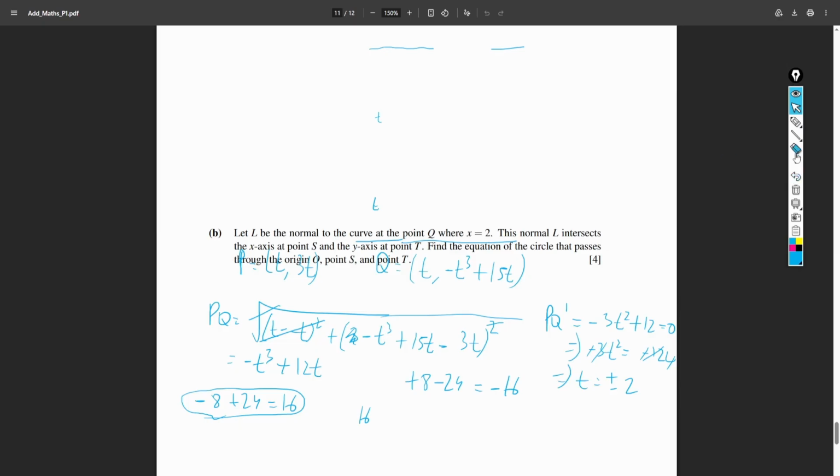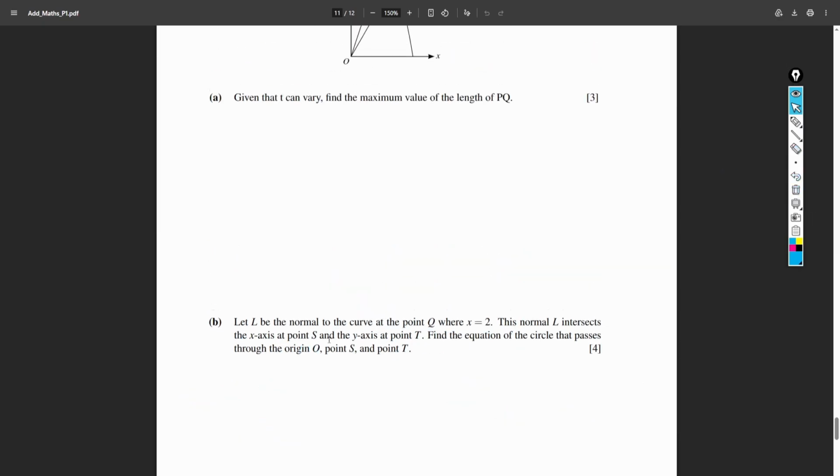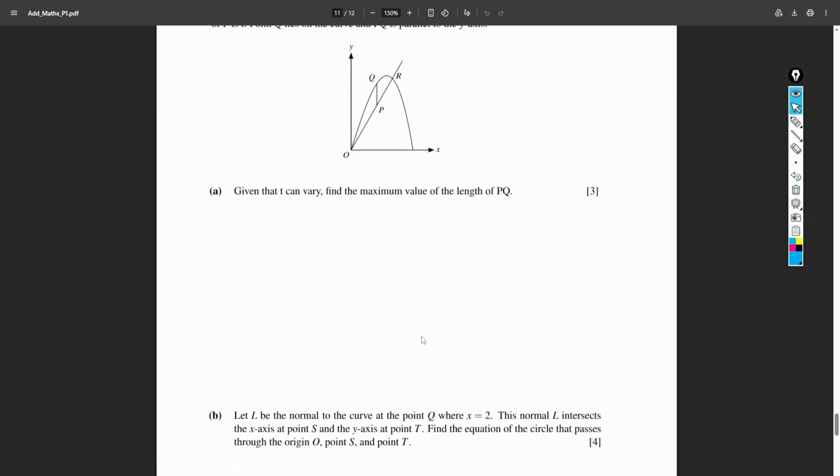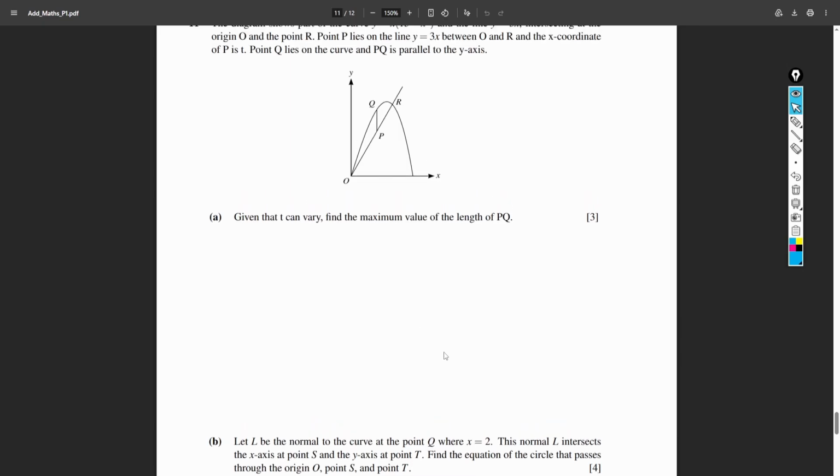For the next part, let L be the normal to the curve at point Q, where x is equal to 2. Imagine this line goes through Q. This normal intersects the x-axis at point S and the y-axis at T.